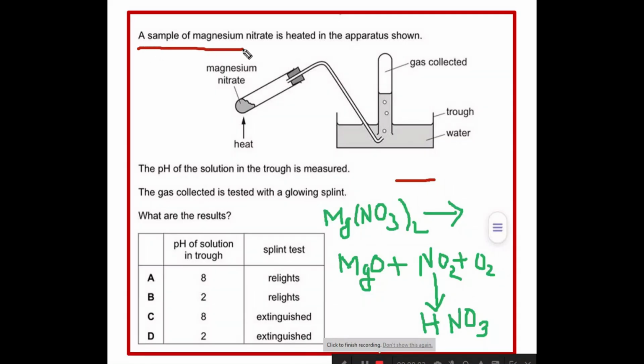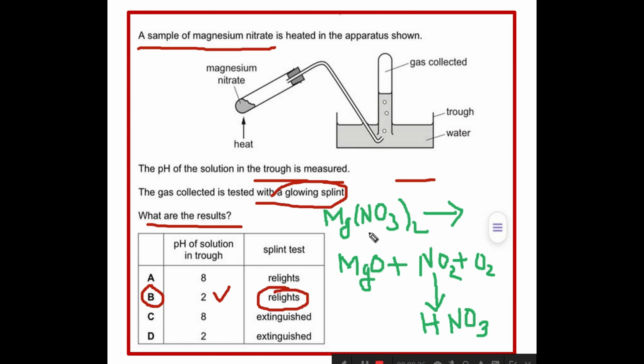A sample of magnesium nitrate is heated. The pH of the solution in the trough is measured. The gas collected is tested with a glowing splint. So what are the results? The answer will be B, pH will be 2 and it relights.